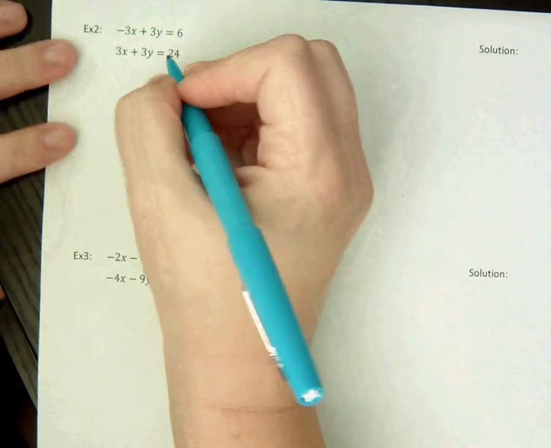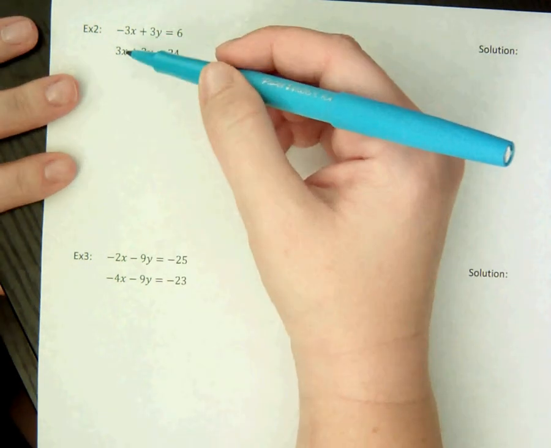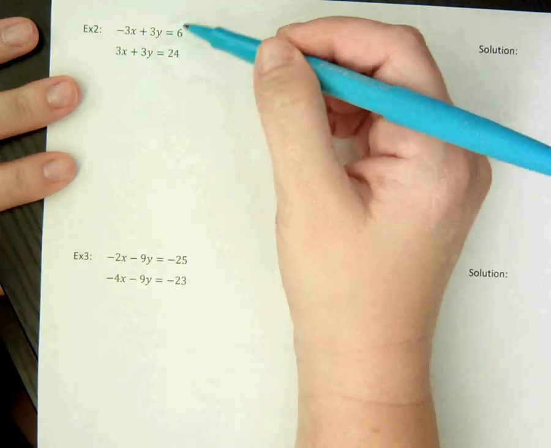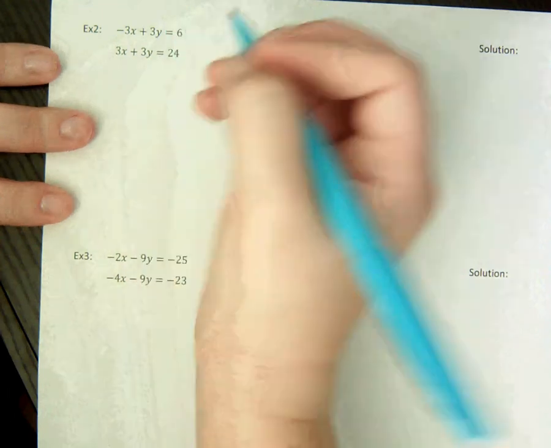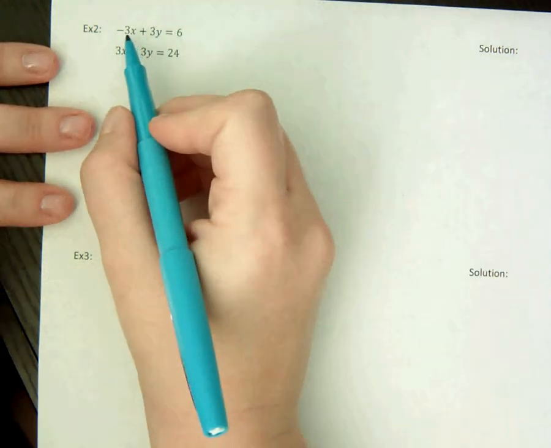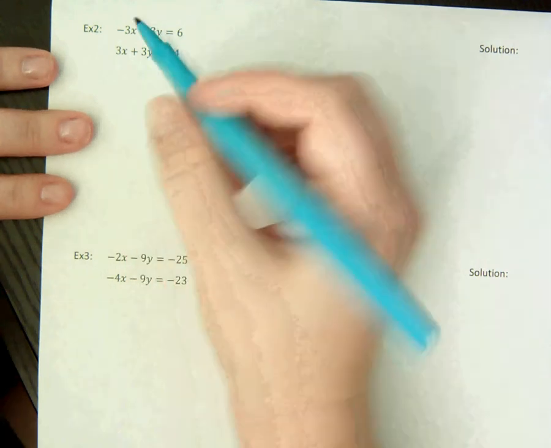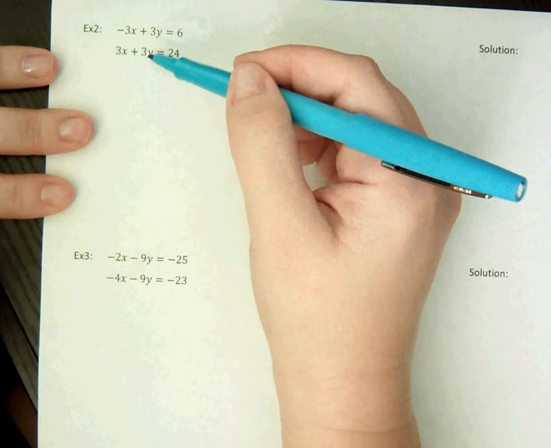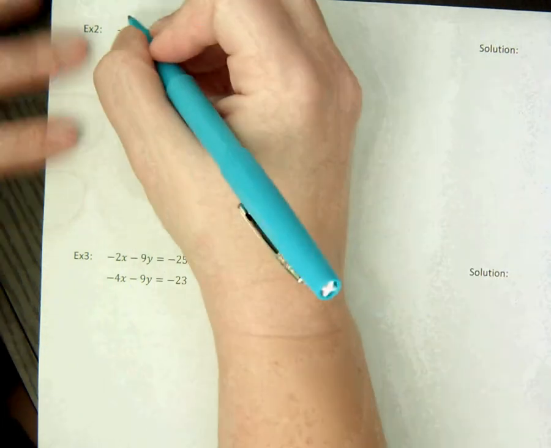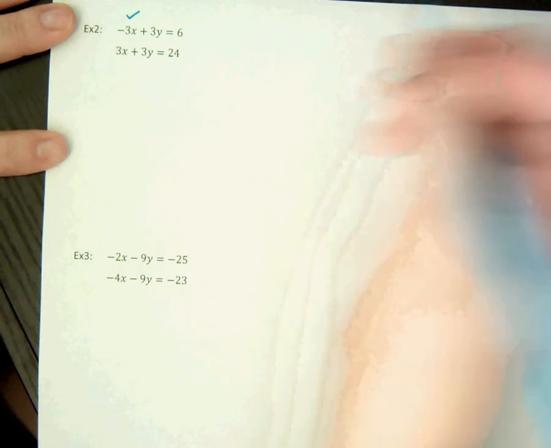Looking at example 2, the first thing we want to make sure of is that they're both in standard form. Notice the x's, and then the y's, and then the constants are all lined up, and your equal signs are lined up. The second thing you want to look for are the coefficients. We need to make sure they're the same number with opposite signs. So we have negative 3 and positive 3 here, and positive 3 and positive 3 there. So the x's coefficients are all lined up and ready to eliminate.